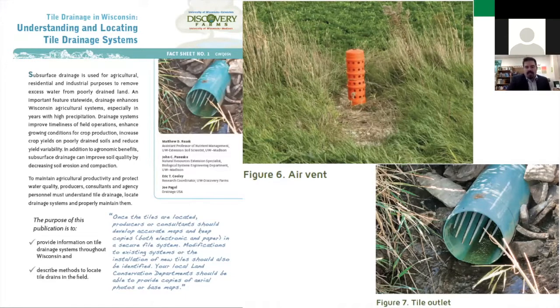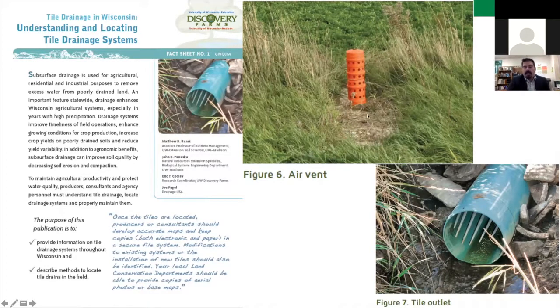But really there's 2 main things that we need to find and understand. One is the air vent, and the second is the tile outlet. So everyone should know where their outlets are and where they're draining into. And we also want to know where there is an air vent to allow air to move in so the water can flow out. Otherwise there'd be back pressure, and the tile wouldn't be functioning properly.